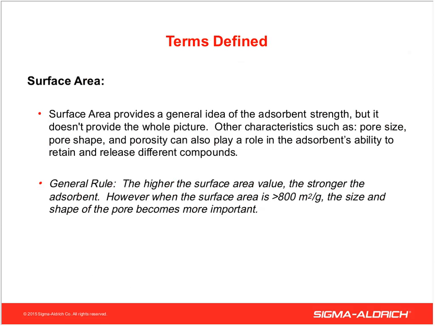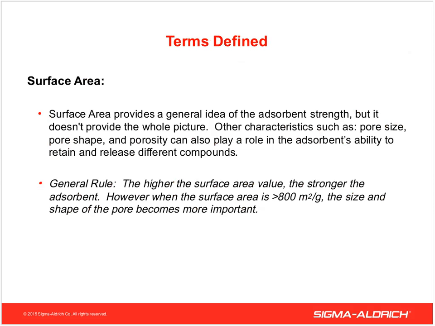So now I'll explain some of the terms related to adsorbents. Surface area is a measure of the exposed surface of an adsorbent on the molecular scale. The surface area provides a general idea of the adsorbent strength, but it doesn't provide the whole picture. Other characteristics such as pore size, pore shape, and porosity can also play a role in the adsorbent's ability to retain and release different compounds.